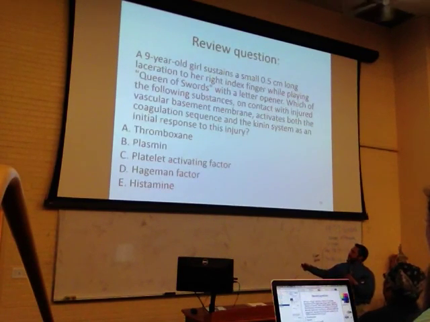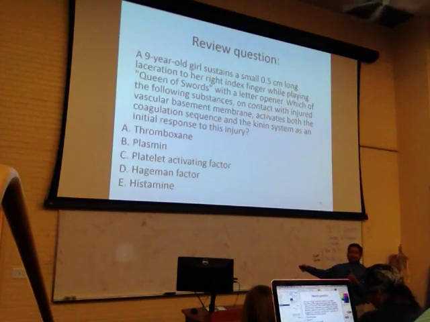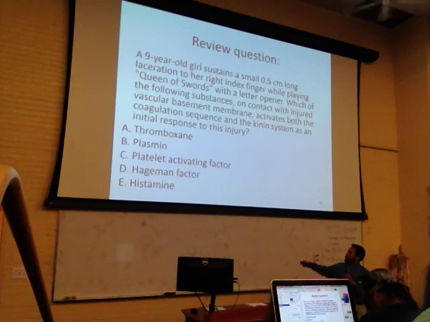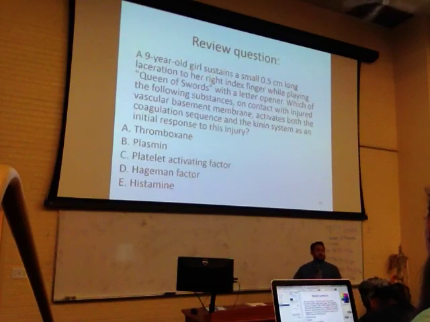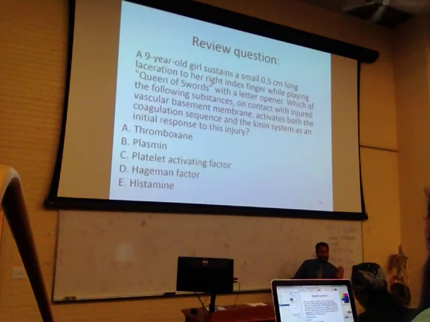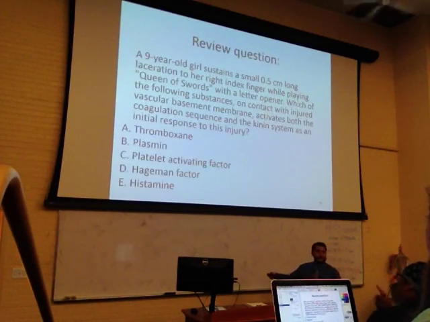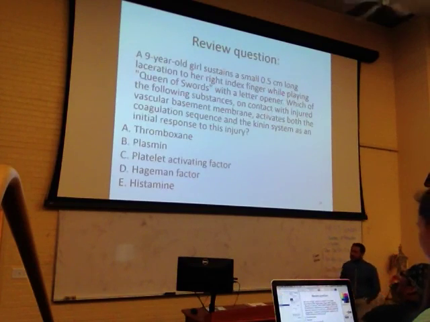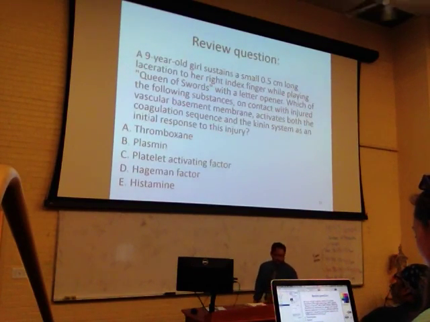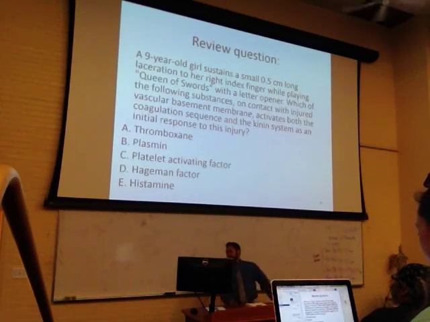How many of you say A, thromboxane? How many of you say B, plasmin? This is where you pull your clickers out. How many of you say PAF, platelet activating factor? How many of you like Hageman factor? A couple like Hageman factor, right? Histamine? Okay. So the Hageman factor is the correct answer. It's also referred to as factor what? 12. Thank you. Very good.